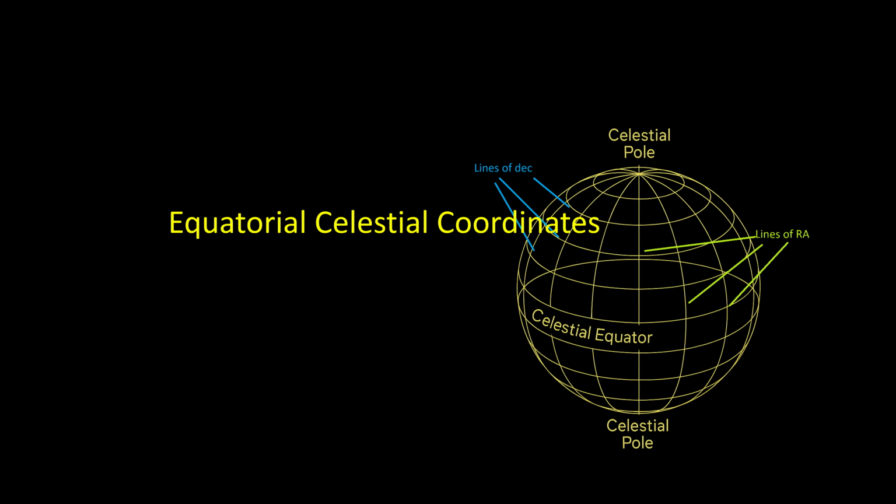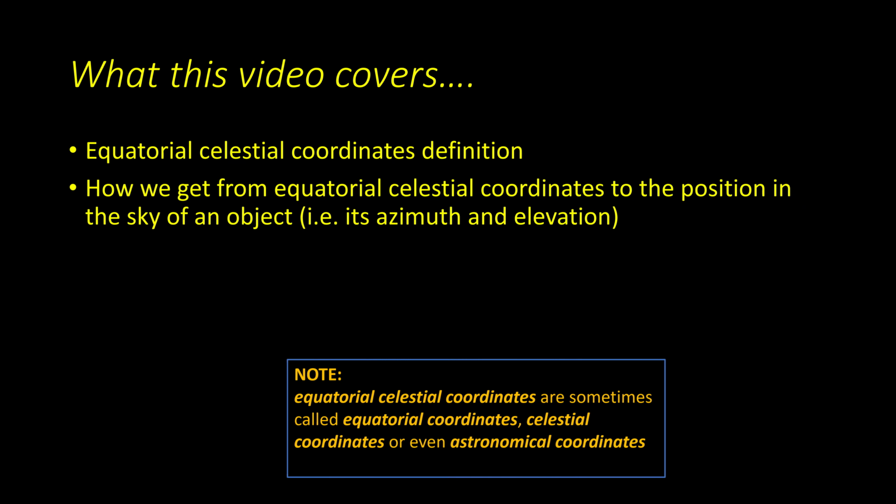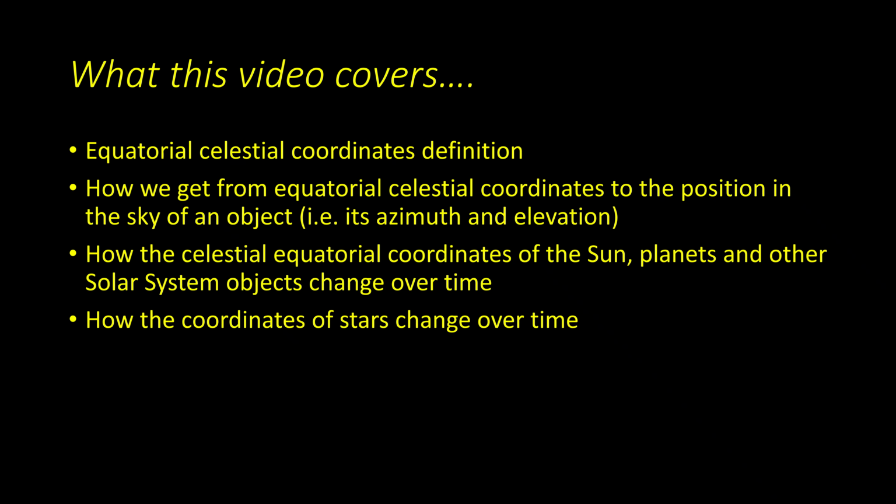Hi and welcome to this video on equatorial celestial coordinates. So what I'm going to cover here is the definition, what do we mean by equatorial celestial coordinates, how we get from equatorial celestial coordinates on a star chart to the actual position in the sky of an object, how the coordinates of objects such as the sun, the planets and other solar system objects change over time, and how the coordinates of stars change over time.